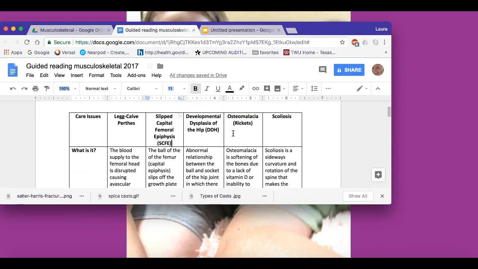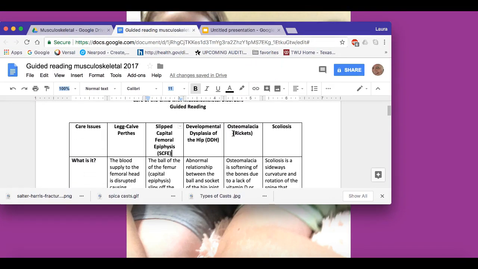So these are the things we're going to be talking about, kind of the major disorders we're going to talk about. Legg-Calvé-Perthes, we call it Perthes for short. We're going to talk about slipped capital femoral epiphysis, or SCFE. We call it SCFE for short. So when I talk about SCFE, you'll know what I'm talking about. Developmental dysplasia of the hip, or DDH. We will talk a little bit about rickets or osteomalacia and scoliosis.